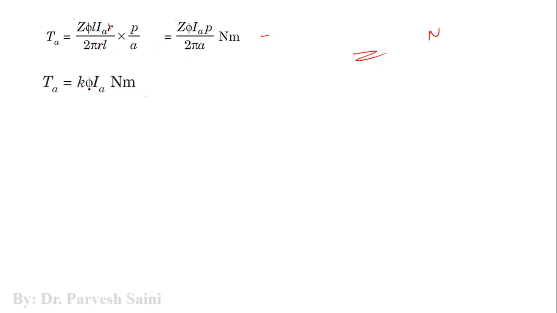So now on simplifying this equation, what we have got? We have got K phi IA, because what is the reason behind this? Because this Z is a constant, right? Now why is it constant? Because for a particular type of DC motor, the number of conductors will remain constant. You cannot vary the number of conductors once the armature has been manufactured, right? So the number of conductors on that armature will remain the same. Will you change it? No, right?